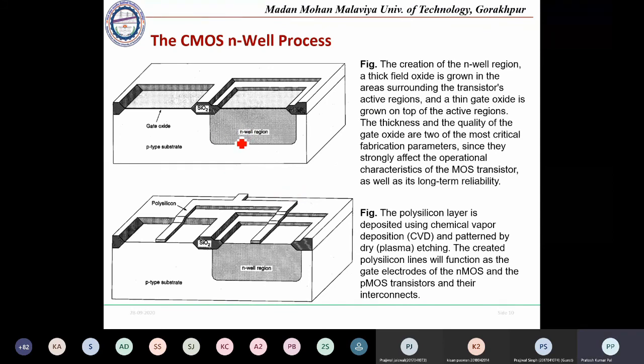So once we have deposited the N-well region, and we are having the P type substrate here, this will be considered as the P-well, where the NMOS will be fabricated. Here PMOS will be fabricated. In that, the first step is to deposit the oxide, and after oxide we will be depositing the polysilicon. So this will be the polysilicon next step.